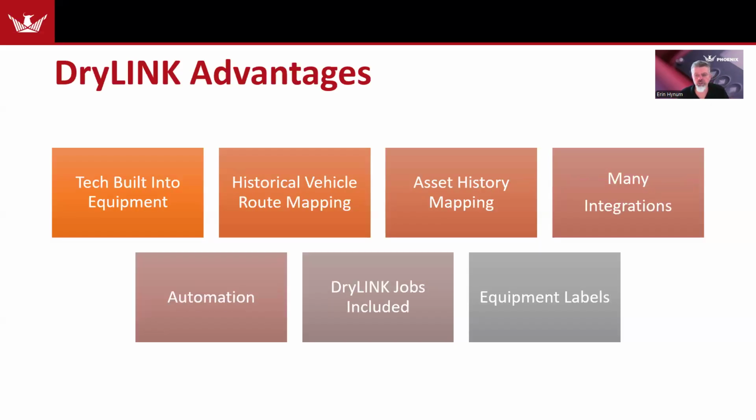Now, what are the advantages to DryLink itself versus other systems? Well, a big one is we have technology built into the equipment. For example, our newest dehumidifier, DryMax XL Pro, the asset tracking is built in. So you just put two AA batteries on the display board and you don't need to buy a tag. Also, when you look at the Air Max BLE, the tag is already coming with the equipment. Makes it much easier to load into the system because all of our equipment is already loaded in our cloud.